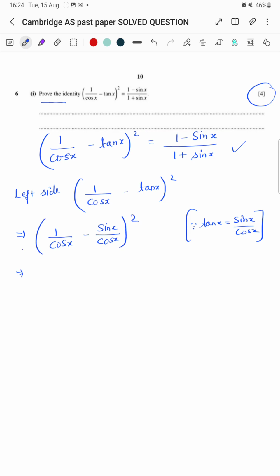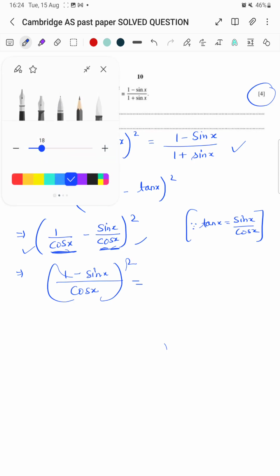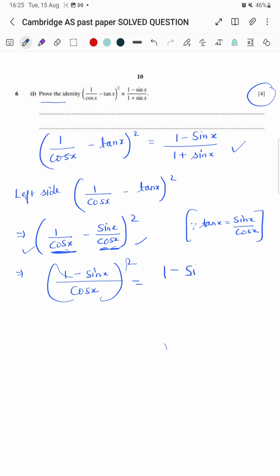Now we have this as a fraction, 1 over cos x minus sin x over cos x. So we are subtracting fractions, and subtraction and addition is done by making the denominators equal. Here we have cos x and here also cos x. So I can write cos x one time, and in the numerator it will be 1 minus sin x, and then the whole squared. So here what I did, I found that this is equivalent to (1 minus sin x over cos x) the whole squared.